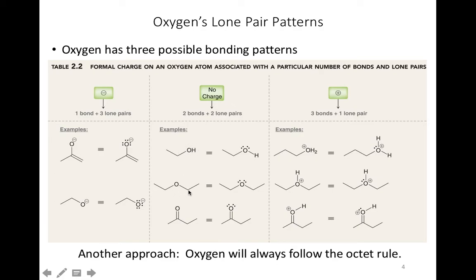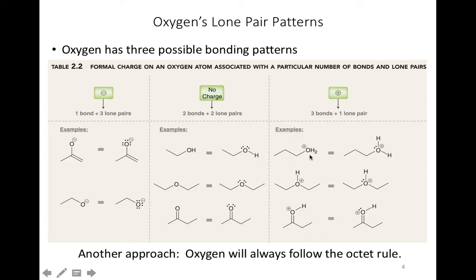Here I've got bonds to 2 carbons. Because they're not telling me it has a charge, I know it has 2 lone pairs. Same thing here. I see 2 bonds, I don't see a charge, I know it has 2 lone pairs. When oxygen has a positive formal charge, it will always have 3 bonds and 1 lone pair.